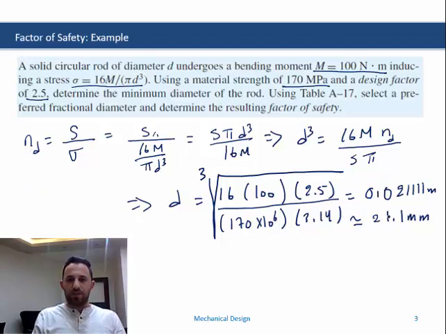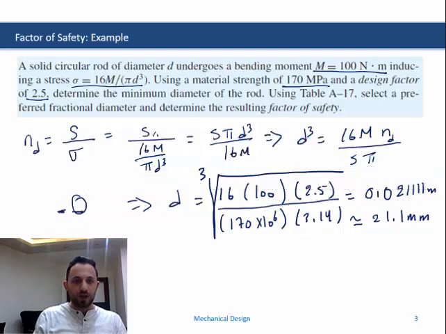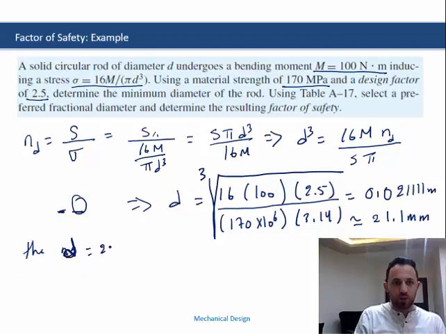However, we cannot order to manufacture this circular rod of diameter 21.1. So we should use some standard sizes, and we see that from standard sizes, for something between either 20 or 22, we'll be taking 22. So the new diameter, based on standard sizes available, is 22 millimeter.